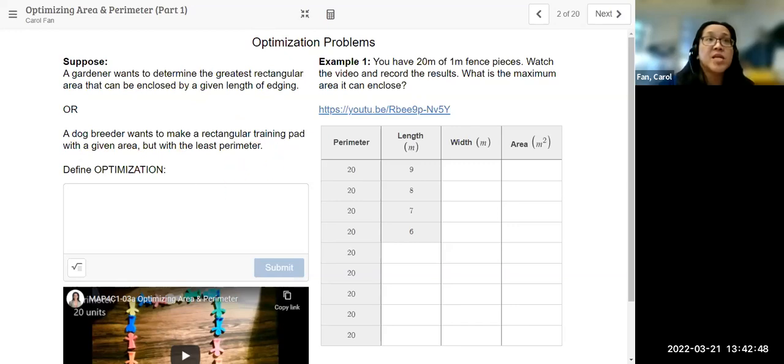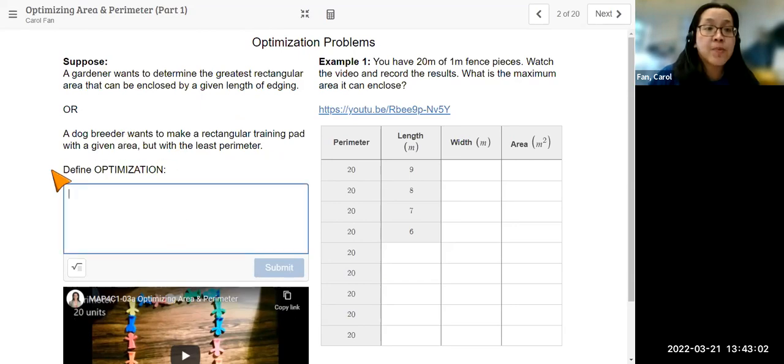Now, all of these mean that there are some sort of constraints. So there are constraints like money or material or space. And so you want to make the most out of that situation. So let's define optimization. Optimization: making the most out of the situational constraints. So for example, money, materials, space, etc.